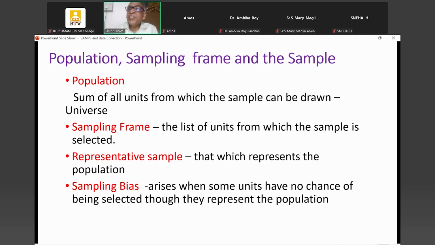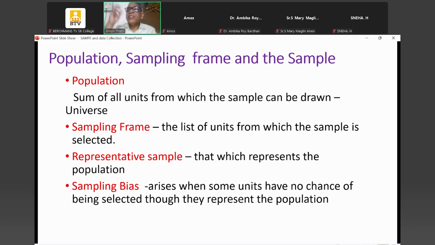Now, when you say population, I know it is quite simple. Normally, it's called the universe. Sum of all units from which the sample can be drawn. The sum total of all units. Suppose I want to collect a sample of students in a college, then the total number of students in that college will represent the universe. Suppose I want to select customers for a particular product, the total number of customers for that product will represent the population. Now, we are not saying individuals because units can also be of objects. So, sum total of all units from which the sample can be selected.